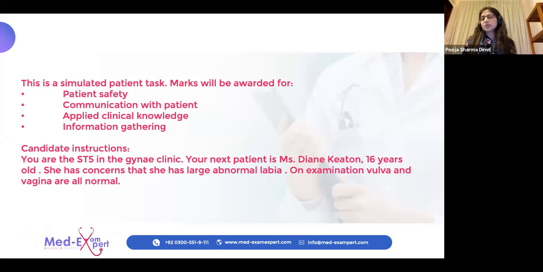Even she's saying, I'm not sexually active, but she may not be sexually active and still may have been assaulted, isn't it? These are the kind of things you will try to understand from the question itself. So that is all patient safety.